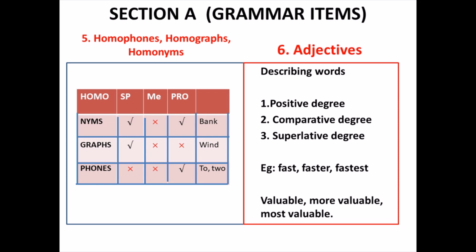Example: fast, faster and fastest. And there are some exceptions like valuable, more valuable and most valuable. Beautiful, more beautiful and most beautiful. Good, better, best. So like that, there are some exceptions. Learn the exceptions because the exams are fast approaching. There is no time to go into detail, but these tips should really help you to fare well in the examinations. So that is about the adjectives.